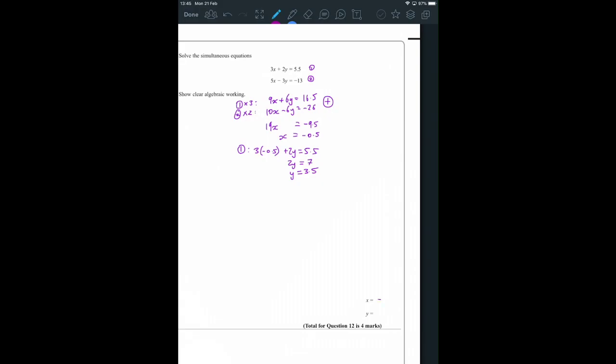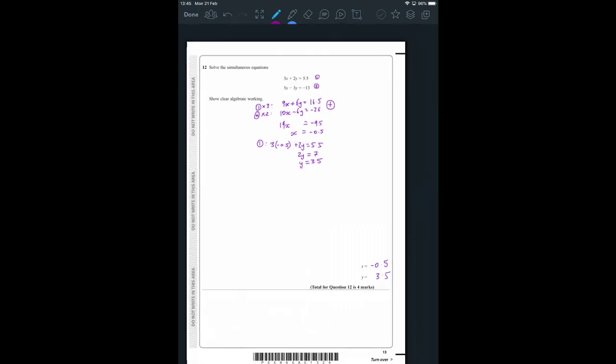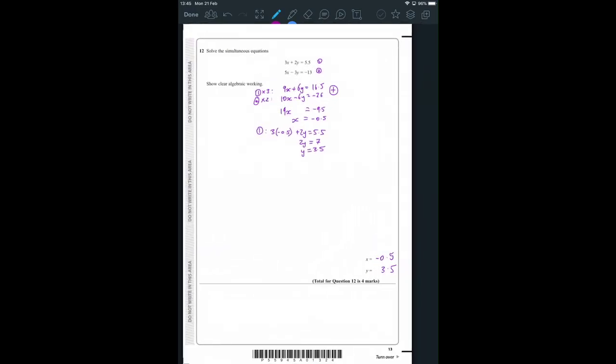The lovely thing about simultaneous equations is if I sub those into the other equation, if I sub it into the second one, and my answer works, then I know I've done the question correctly. And a quick check in my calculator does indeed show the second one subbed in comes to negative 13. I know I've got that question correct.